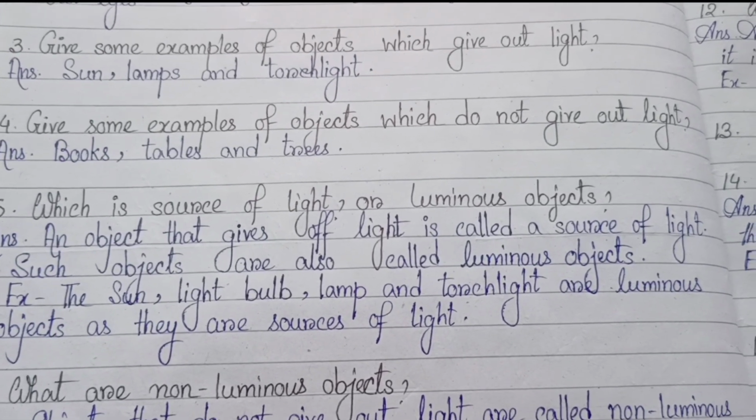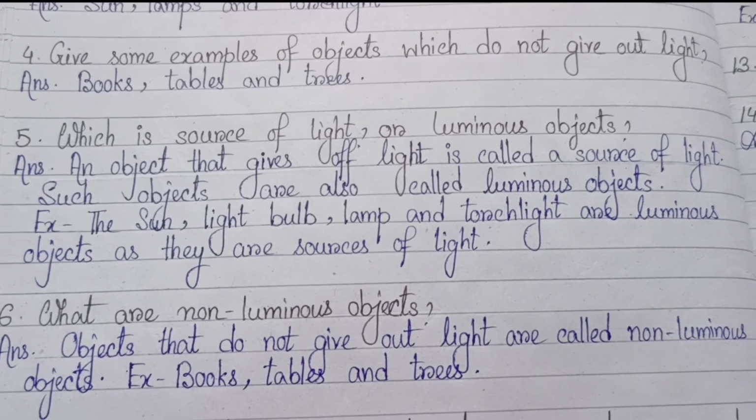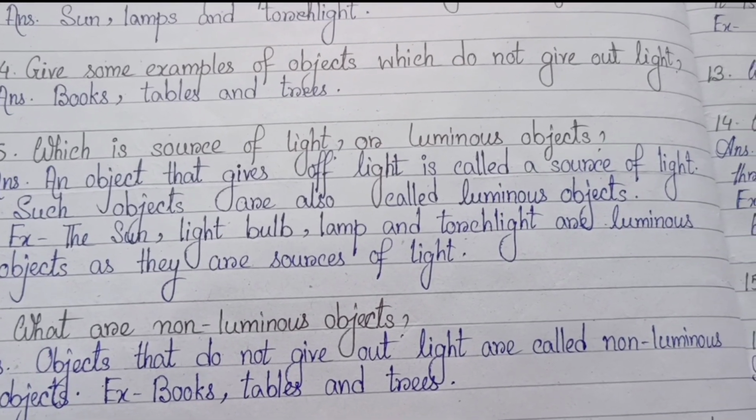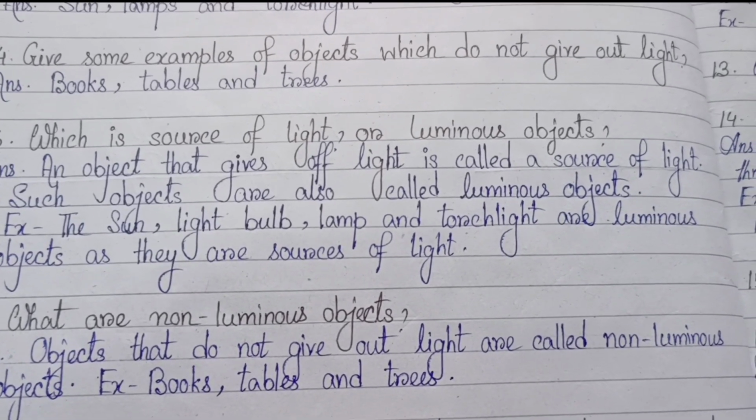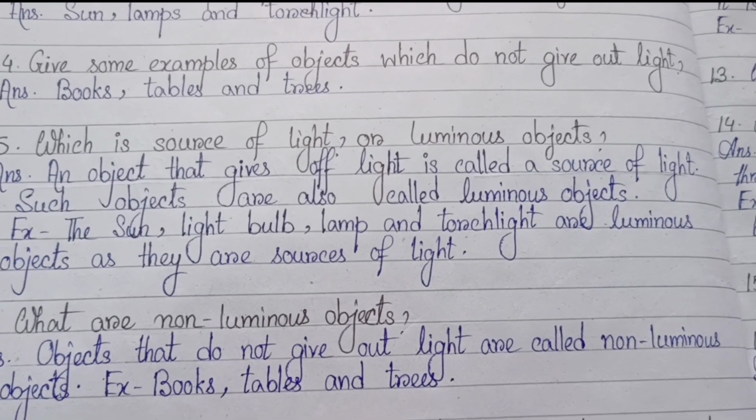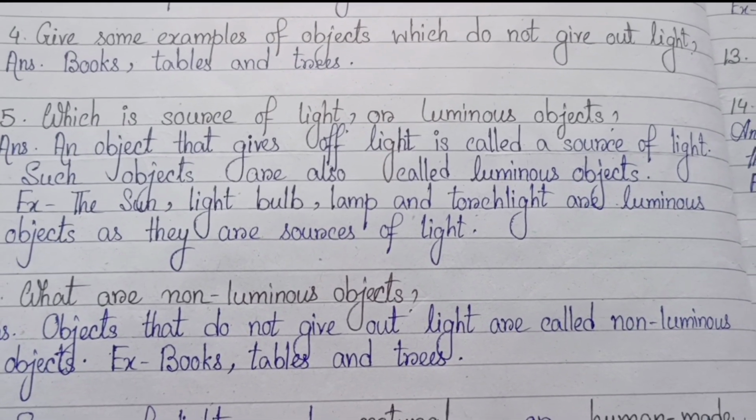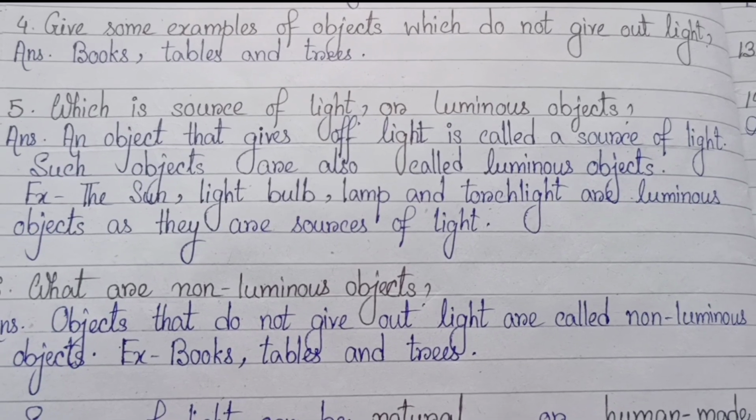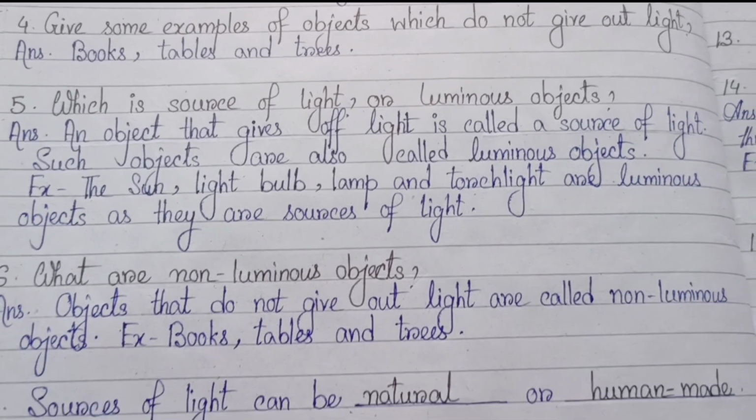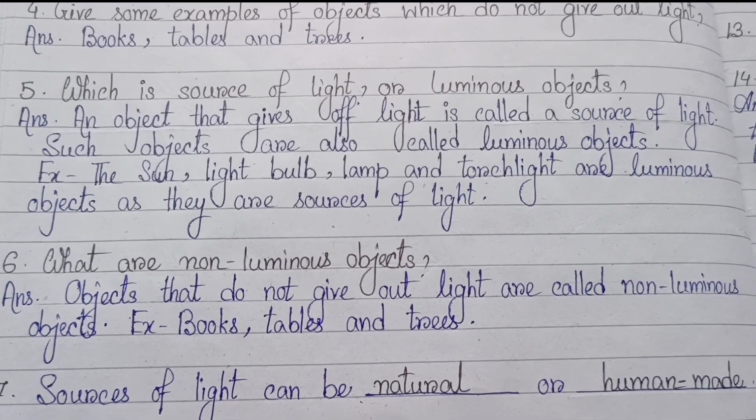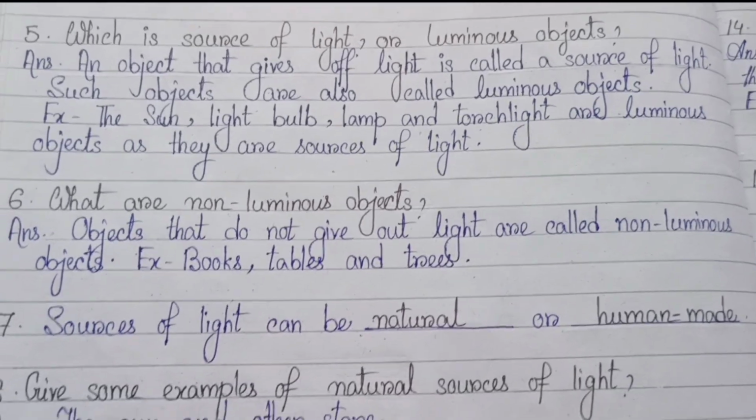Number 4, give some examples of objects which do not give out light. Books, tables and trees. Number 5, which is source of light or luminous objects. An object that gives off light is called a source of light. Such objects are also called luminous objects. Example, the sun, light bulb, lamp and torchlight are luminous objects as they are source of light.